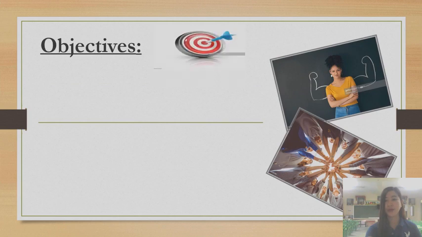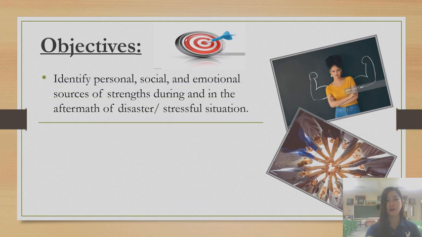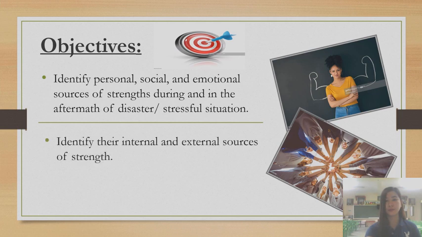This module has the following objectives. First, identify personal, social, and emotional sources of strength during and in the aftermath of disaster or stressful situation. Next is to identify their internal and external sources of strength.